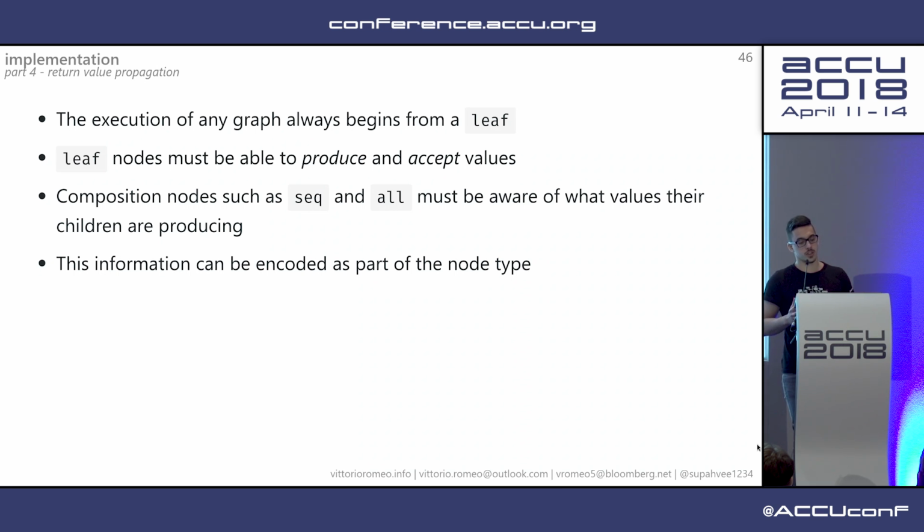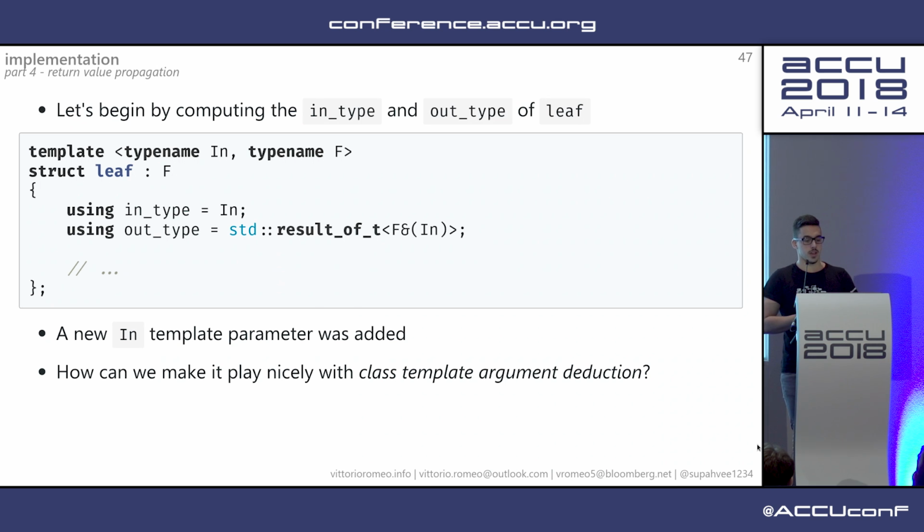And composition nodes such as sequence and all must be aware of what the values their children are producing, and since they are part of the same type, they can do that, and they can deduce what value they can output by simply computing the decltype of whatever computation they have invoked with the children's return type. And everything obviously can be encoded as part of the node type. So we're going to extend our node concept to have an in type and out type aliases.